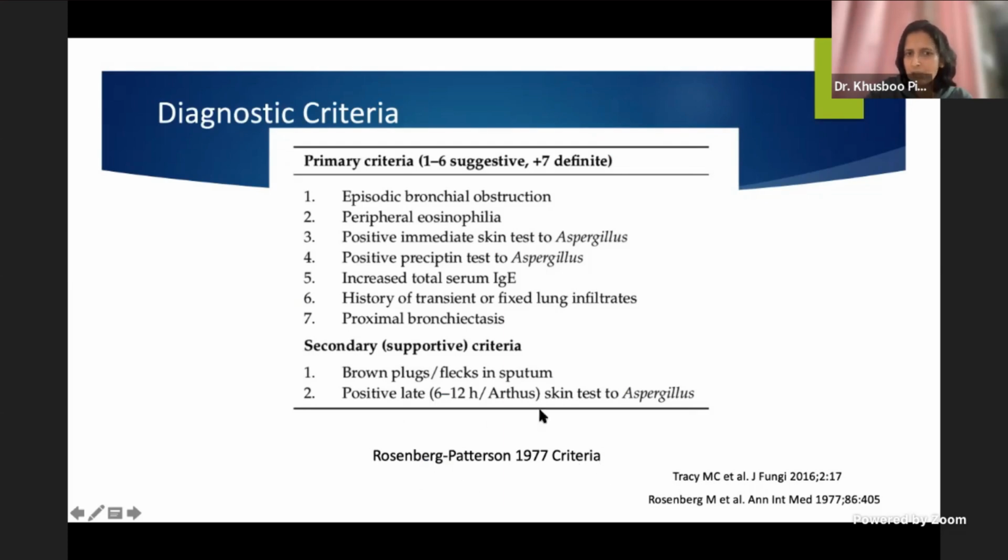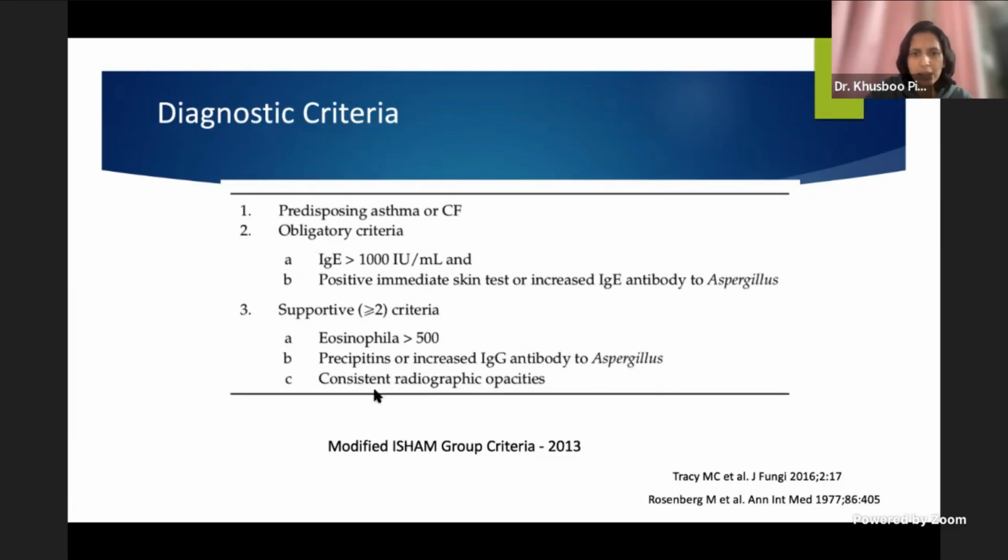The only idea to talk about this is that in 1977, when this criteria was put forward, amongst the primary criteria there were two features, 6 and 7, history of transient or fixed lung infiltrates and proximal bronchiectasis. These two features pertained to the radiology. All the rest were with respect to the blood and the immunological workup. Similarly, in the 2013 ISHAM group criteria, only amongst the supportive criteria, we saw these consistent radiographic opacities.